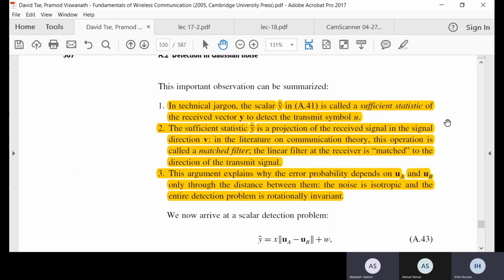We call this the sufficient statistic y, which comes after a projection of y onto the v vector and that orthogonal matrix. You can also say the sufficient statistic is the projection onto v, and that is why it is called a match filter. This operation is called a match filter because you project your received signal in the direction of v, and it is achieved by a projection of the received symbol with h.